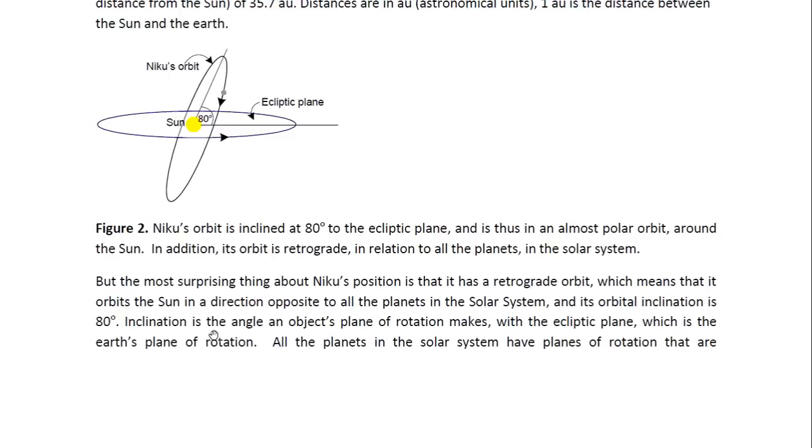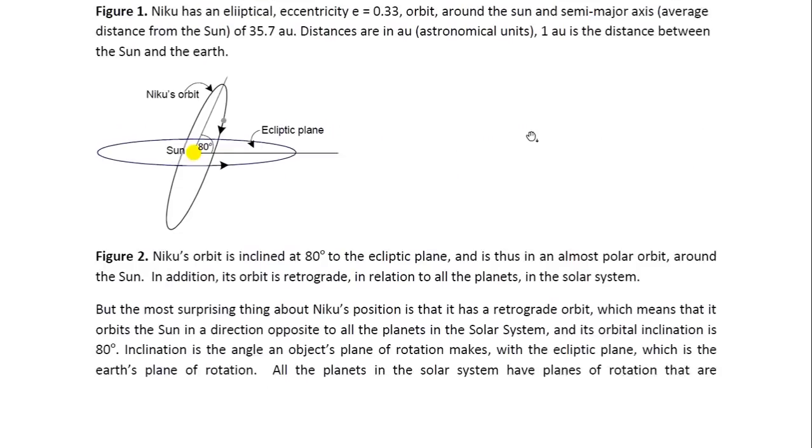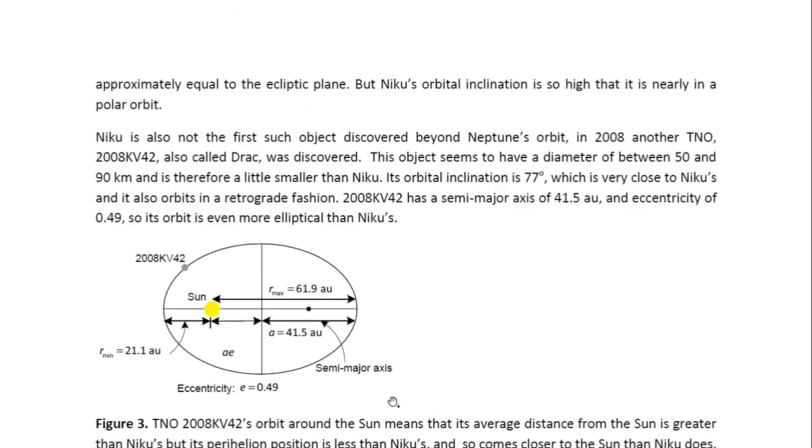Now inclination is the angle an object's plane of rotation makes with the ecliptic plane. The ecliptic plane is the Earth's plane of rotation. All planets in the solar system have planes of rotation that are very close to the Earth's, or the ecliptic plane. But Niku's orbital inclination is so high that it almost has a polar orbit. That is, it orbits the Sun almost at 90 degrees, or over the poles of the Sun.